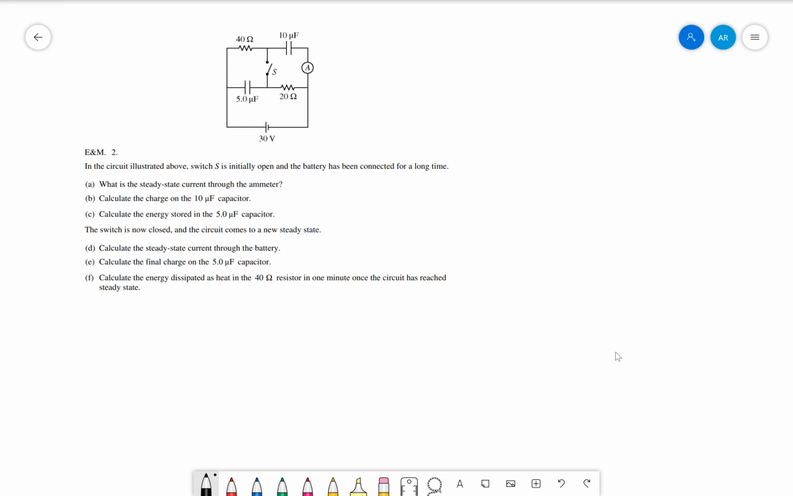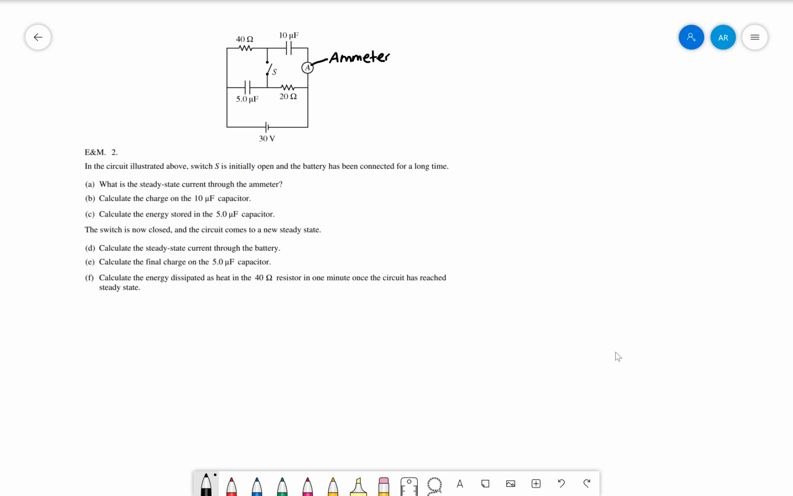Okay, and in case you might have forgotten, an ammeter is a device that is used to measure the current at a particular point in the circuit, or at a particular point, the flow of electric charge. So this will be our ammeter. An ammeter is usually denoted by a circle with the letter A inside it, for ampere or ammeter. Okay, so this is our ammeter. And part A asks, what is the steady state current through the ammeter?